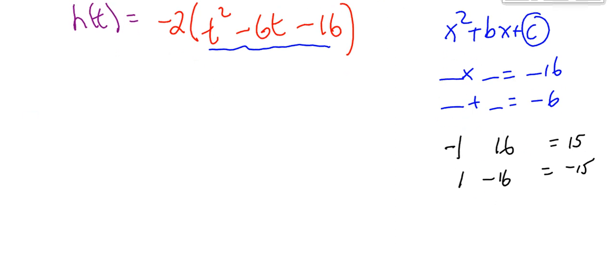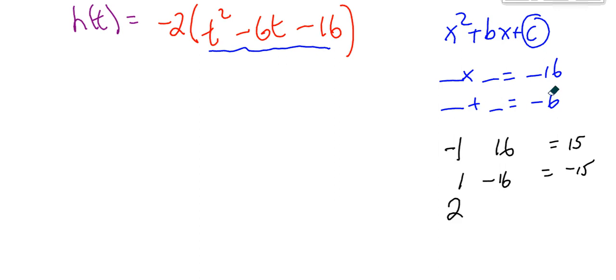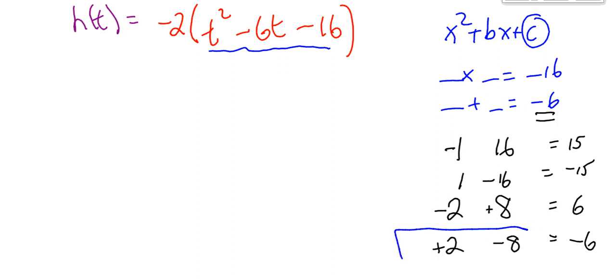And then I say, okay, well, what about 2? 2 times something is 16, right? 2 times 8. So let's try negative 2 and positive 8. If I add those together, I get positive 6. I want negative 6. So I'm just going to reverse the signs here. Positive 2 and negative 8 adds to negative 6. So I have found the two numbers that multiply to negative 16 and add to negative 6.